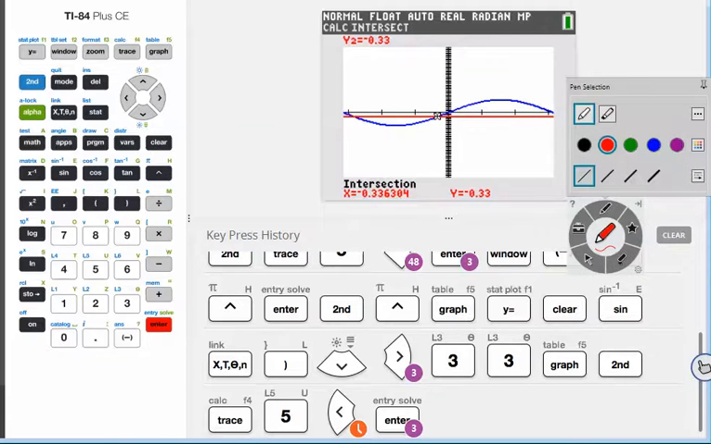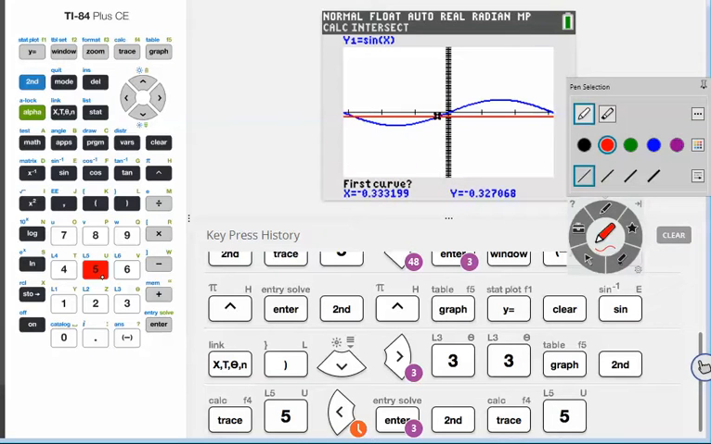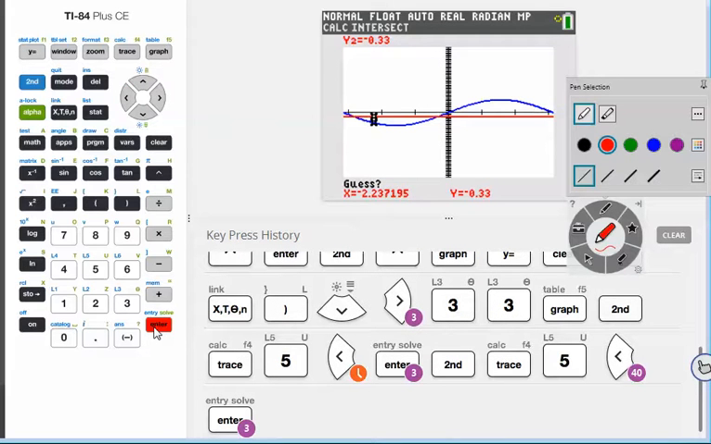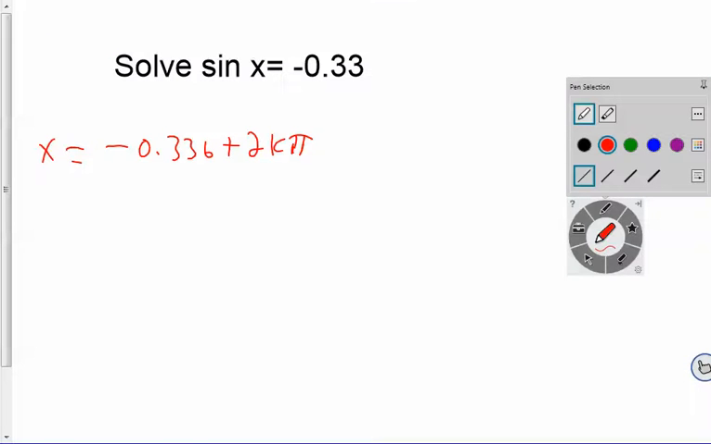Then I'm going to go back, second, calculate, intersection again. And this time I'm going to move over and get the other guy. It's not going to be the negative of it; it's going to be a little bit more than that. With this, decimals would be so much better, but using the calculator, it doesn't make a difference as long as you get the answer. The other answer is negative 2.81. So the other answer is x equals negative 2.81 plus 2k pi. Does that make sense? Seems pretty simple.